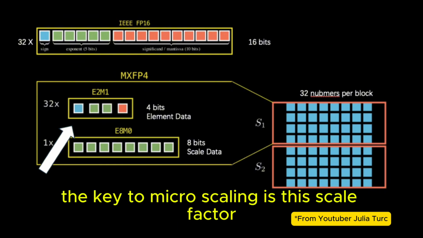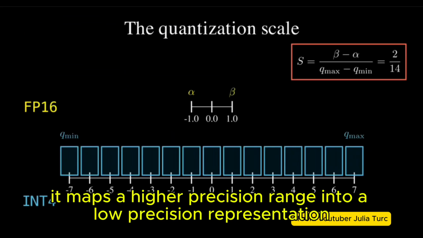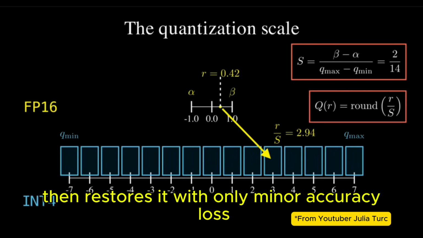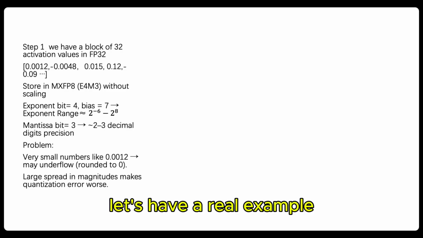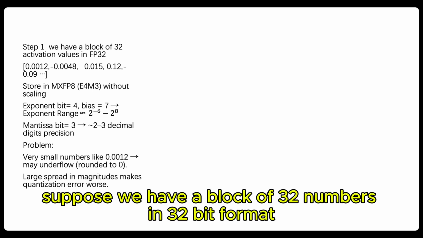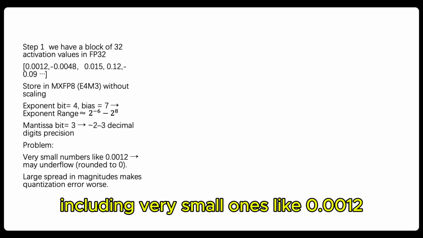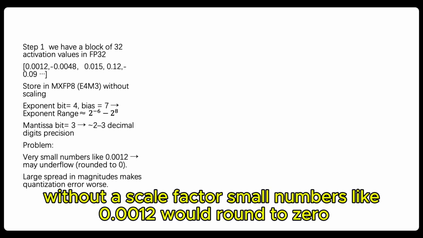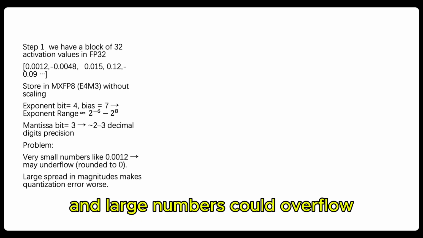The key to microscaling is this scale factor. It maps a higher precision range into a low precision representation, then restores it with only minor accuracy loss. Let's have a real example. Suppose we have a block of 32 numbers in 32-bit format, including very small ones like 0.0012 and larger ones like negative 0.0048. Without a scale factor, small numbers like 0.0012 would round to 0 and large numbers could overflow.